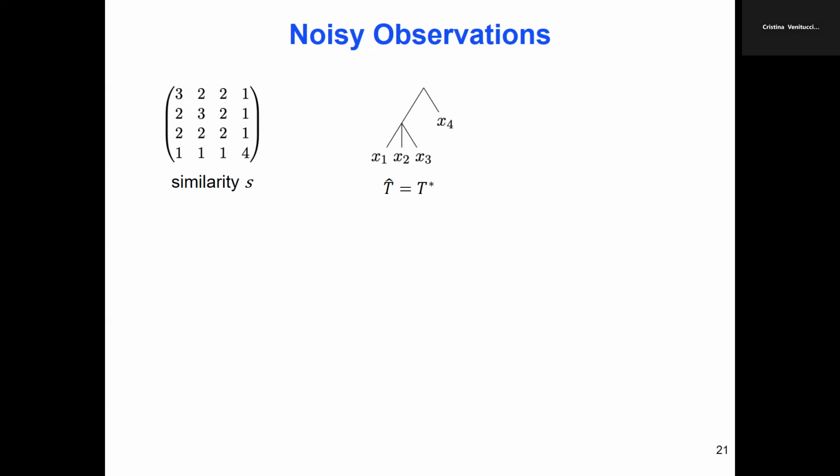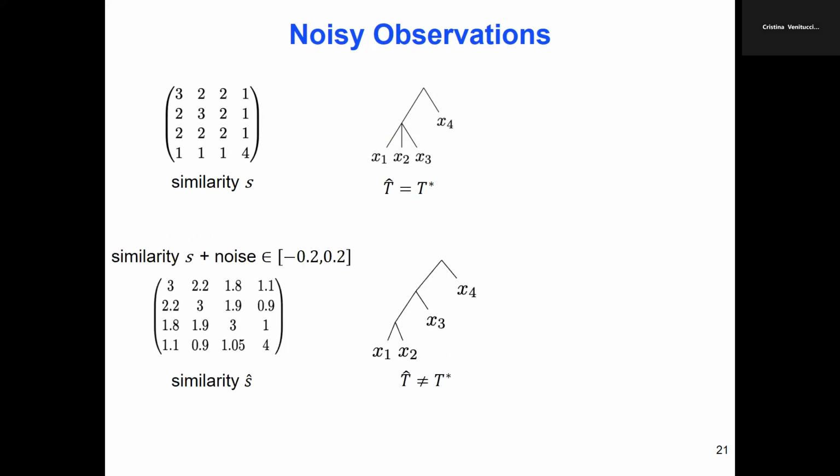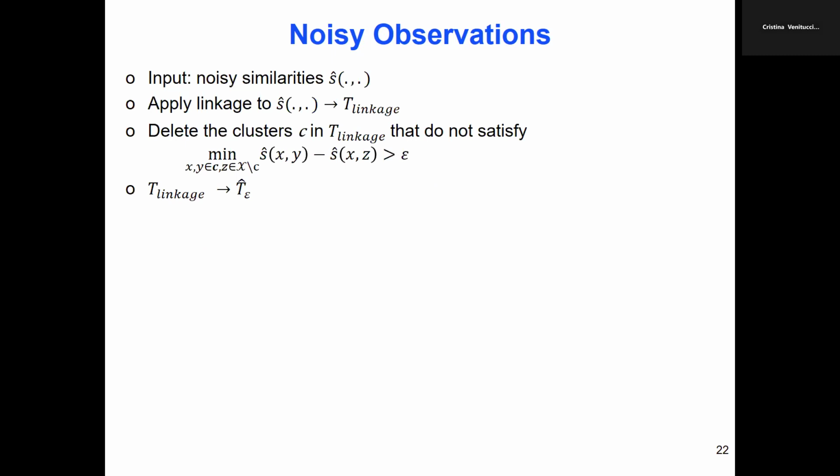In practice, of course, I always have noise. And so if I add a little bit of noise, well, this is no longer true. So how should I modify the definition of what is a valid cluster? That's much more difficult. So essentially, instead of requiring that the difference between the similarity of two objects within the cluster and the similarity of an object within the cluster and an object outside the cluster is strictly positive, I give myself a margin epsilon to make it large enough.